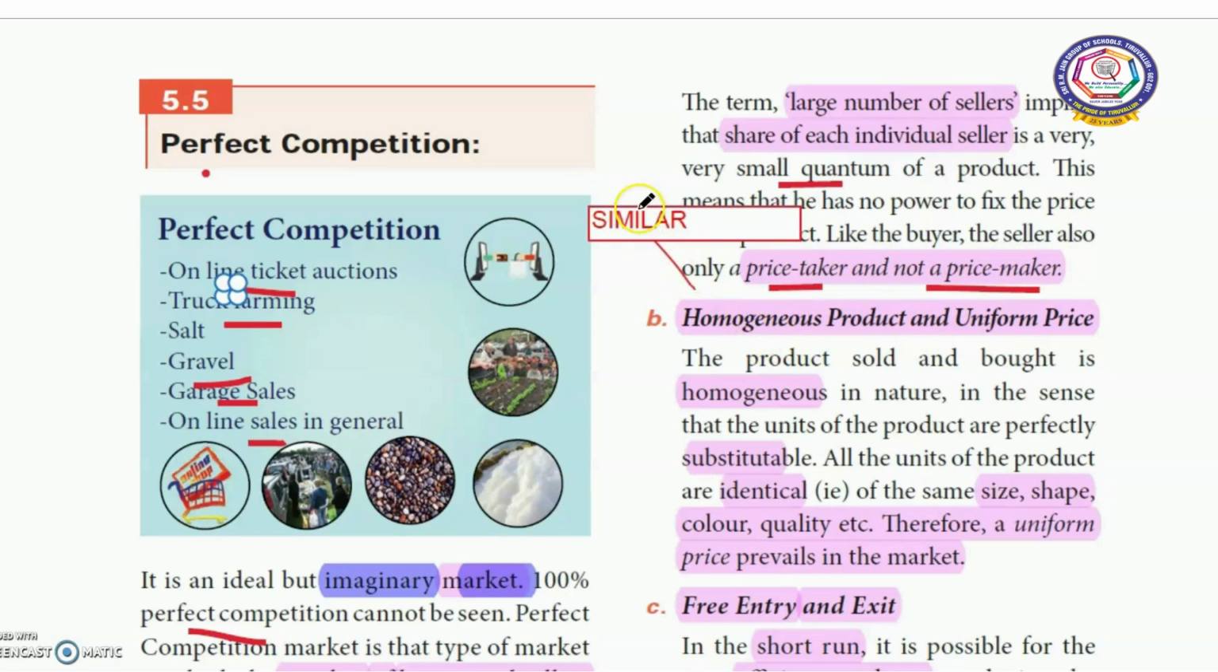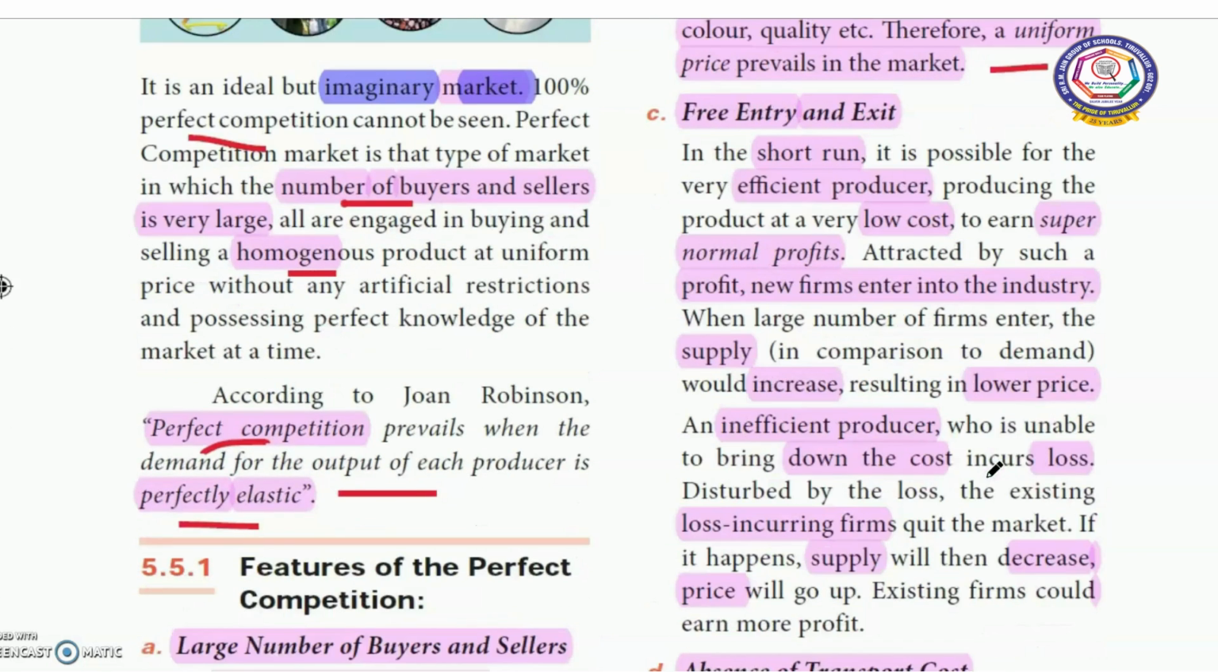Next one, homogeneous. Homogeneous means similar product and uniform price. The product sold and bought is homogeneous in nature, in the sense that the units of the product are perfectly substitutable. There will be substitute products. All the units of the product are identical. If we take size, shape, color, quality, everything will be the same. Therefore a uniform price prevails in the market.